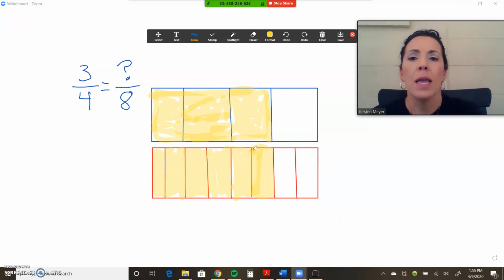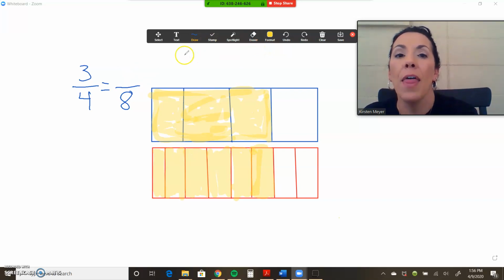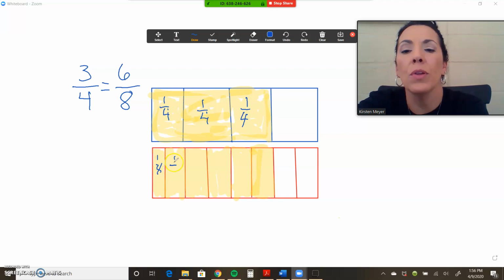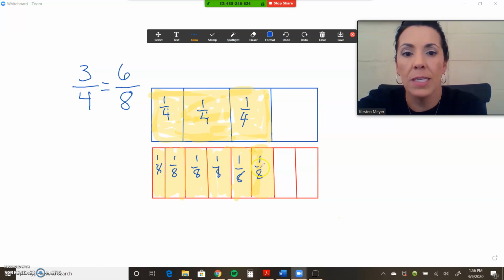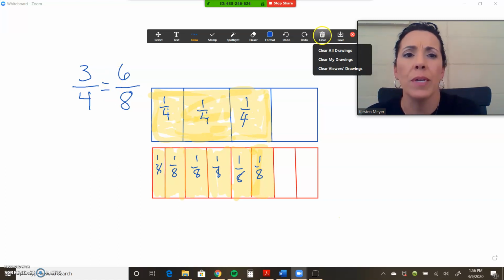6/8. It looks like the beginning of 3/4 and this one starts the same, and the end of 3/4 and 6/8 end the same. So I can tell other mathematicians that 3/4 is equivalent to 6/8, because that was 1/4, 2/4, 3/4, and this is 1/8, 2/8, 3/8, 4/8, 5/8, 6/8. So therefore, 3/4 is equivalent to 6/8. All right, let's try another one and see if it makes sense.